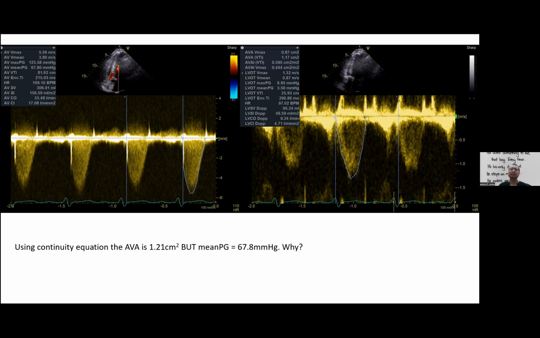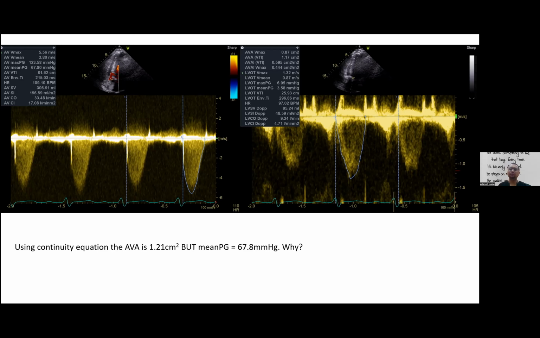A mean gradient that is more than 40 millimeter mercury and an aortic valve area that is less than 1 centimeter squared is what we call a straightforward high gradient severe aortic stenosis. Mean gradient more than 40 and aortic valve area less than 1. Many times, however, we do see an entity called area gradient mismatch, in which the gradient is less than 40 millimeter mercury, but the area is also less than 1 centimeter squared.